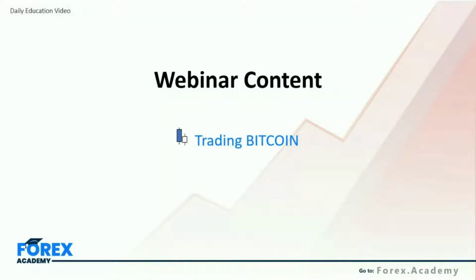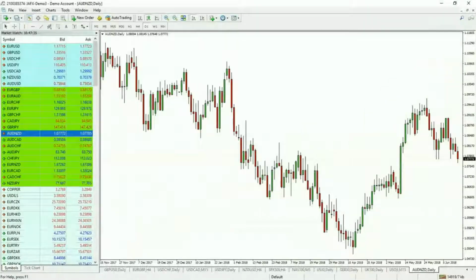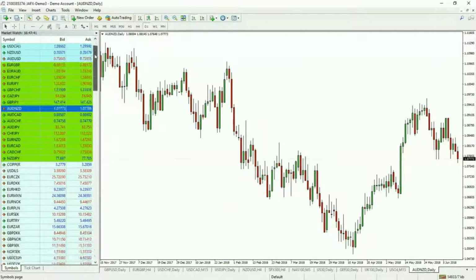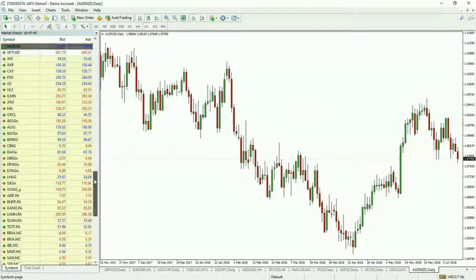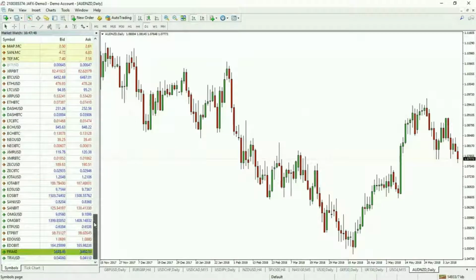We will be discussing trading Bitcoin, the very famous cryptocurrency. It's not a very technical level, so we'll move straight across to our JFX trading platform. One thing I would just like to mention is that all your cryptocurrencies are down at the bottom of your market watch on your JFX trading platform. There are quite a few of them to choose from in terms of opportunity. We'll focus on Bitcoin USD.